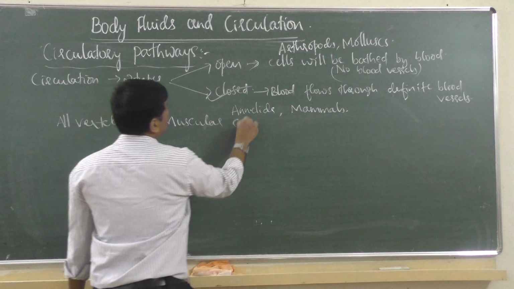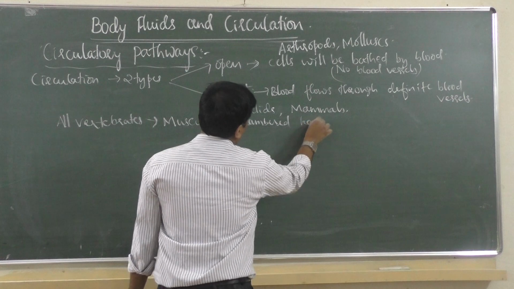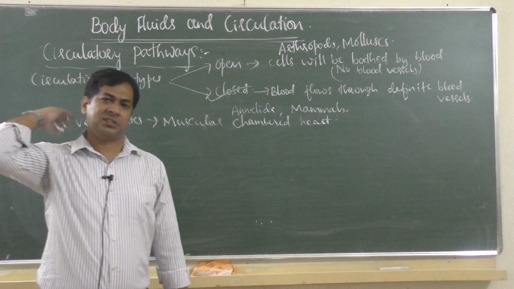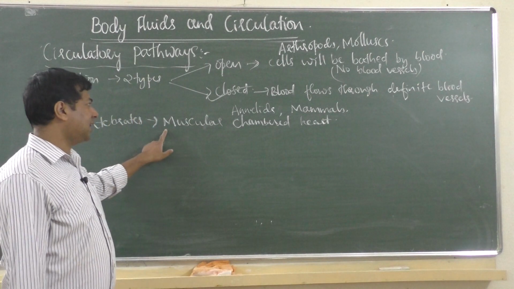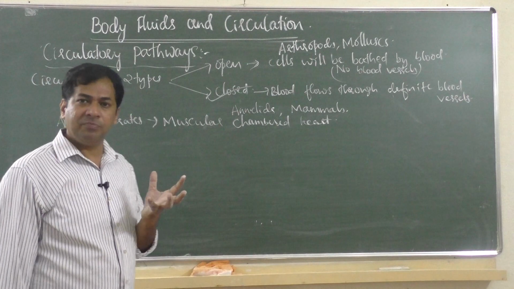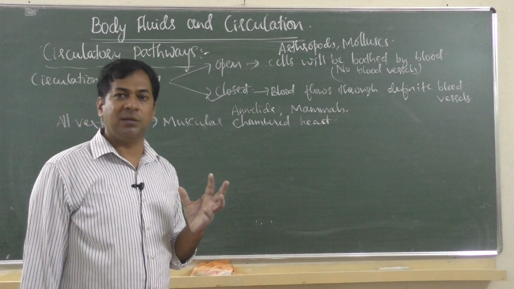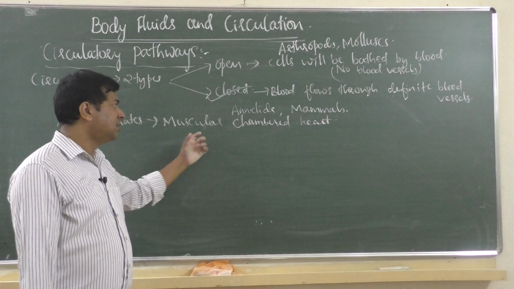Muscular, chambered heart. All the vertebrates, the animals which have a vertebral column or backbone, have a muscular heart. The heart is made of special muscles called cardiac muscles. So it is made of muscles, so it is a muscular, chambered heart.